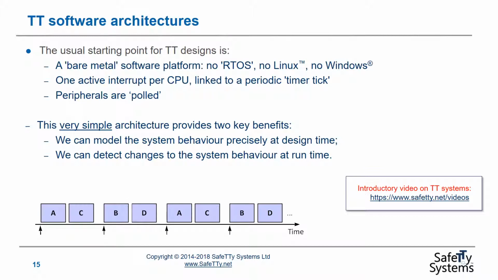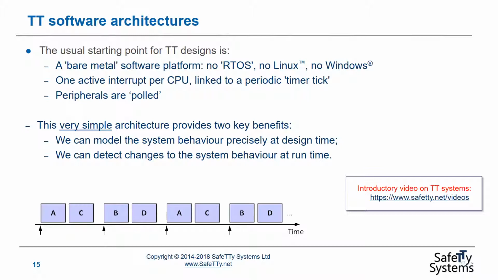Our TT wrapper is based on a TT software architecture. Very briefly, a TT software architecture is usually a bare metal software platform. That is, there's no RTOS, no Linux, no Windows. We have one active interrupt per CPU linked to a periodic timer tick as our starting point, and all peripherals in the design are polled.